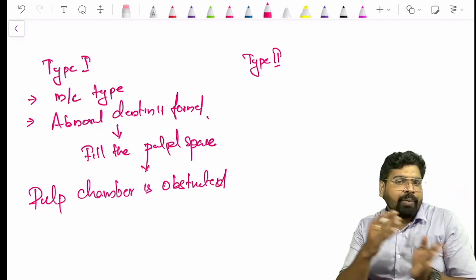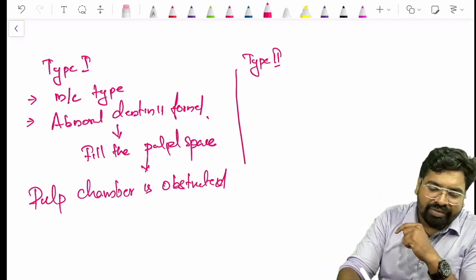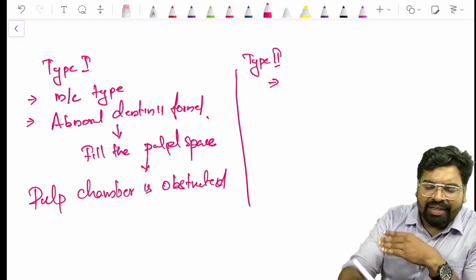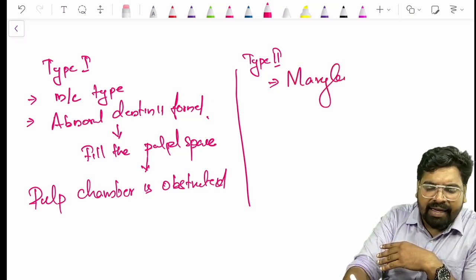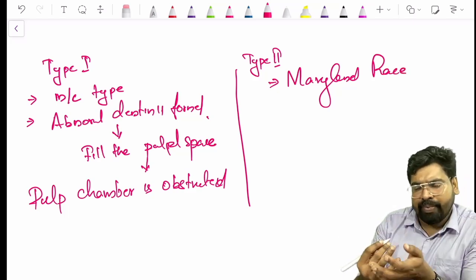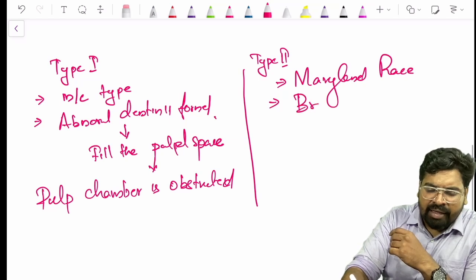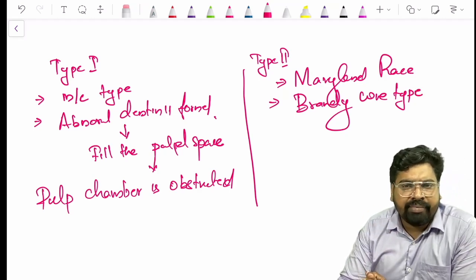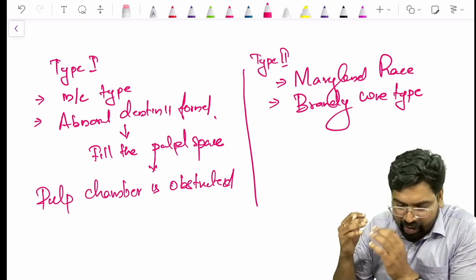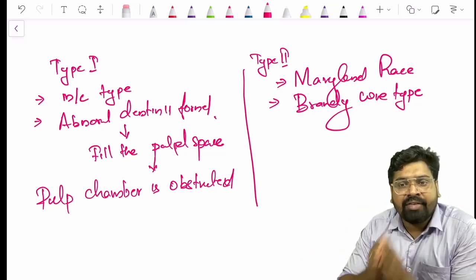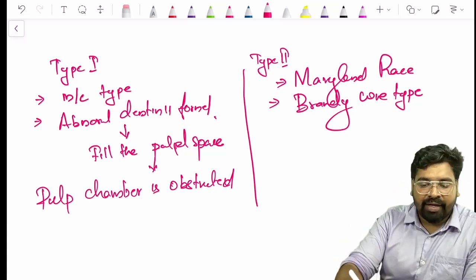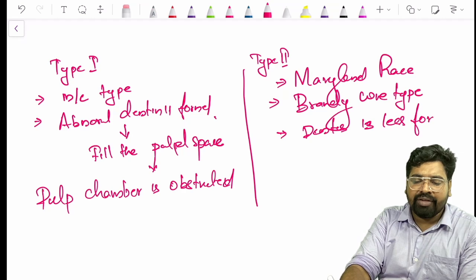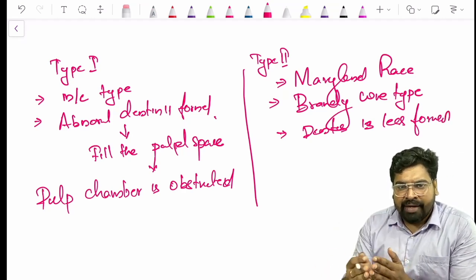Now the opposite is seen in type 2. Type 2 is a particular type of dentinogenesis imperfecta, seen in the Maryland races. That is a special race group of people, and it is what we call the Brandywine type. The Brandywine type dentinogenesis imperfecta is seen in the Maryland race. Now what happens here? Here the dentin is less formed. So it's just the opposite. Dentin is very thin here.